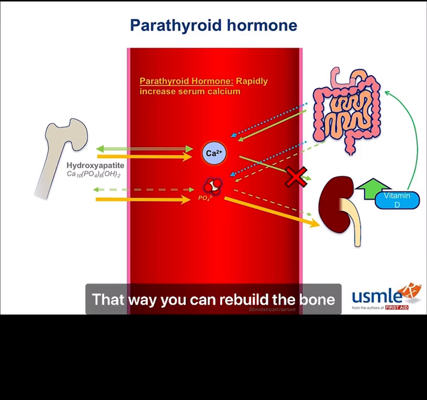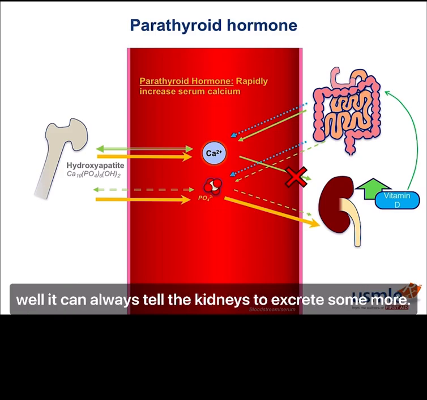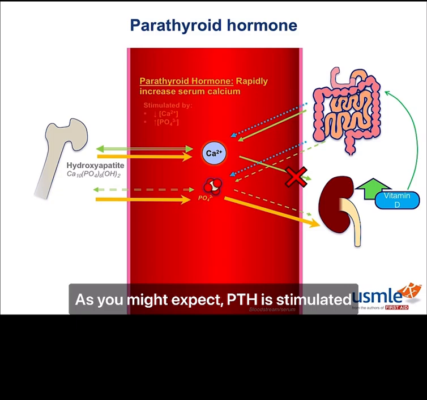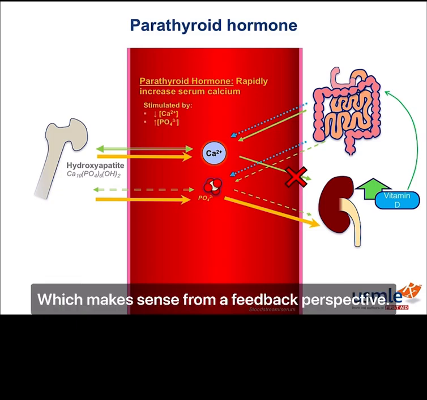That way, you can rebuild the bone, and if it's too much phosphate for PTH, well, you can always tell the kidneys to go excrete some more. As you might expect, PTH is stimulated by low calcium and high phosphate, which makes sense from a feedback perspective.